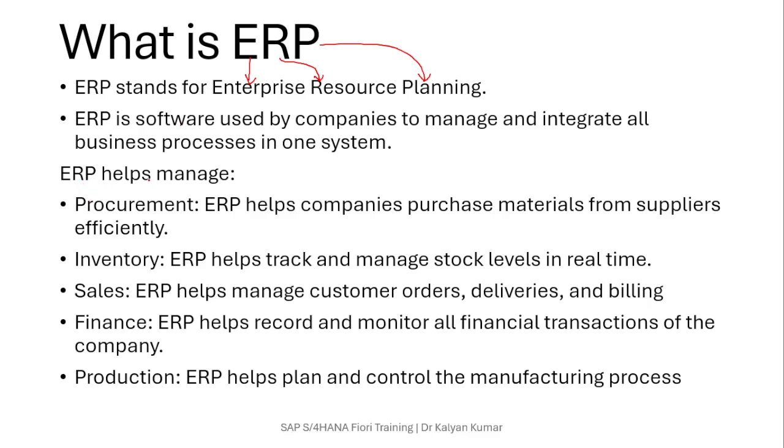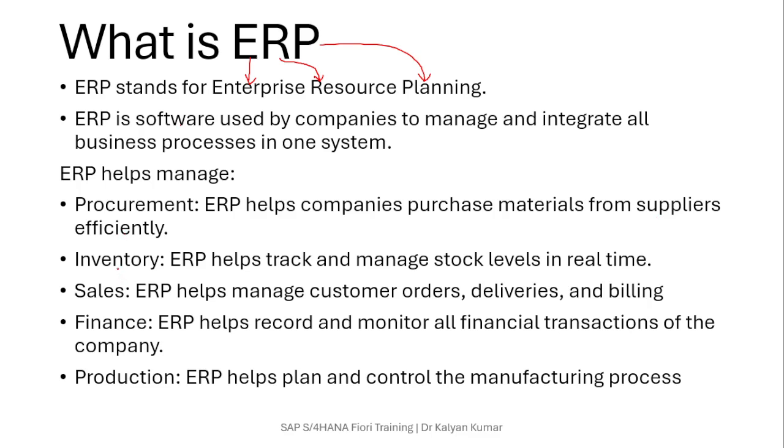Usually, this ERP helps manage different operations occurring inside the organization. Out of those different operations, I have selected nearly 5 different operations which are regularly taking place in an organization. First, let us understand what is this procurement. Procurement is nothing but purchasing of raw material from the vendors. Now, how this ERP will help? ERP helps companies or organization purchase raw materials from suppliers or vendors efficiently.